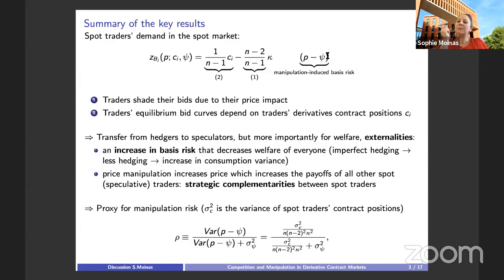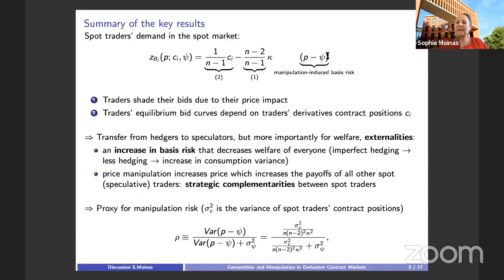So from this bid function, you can learn two different types of things. The first thing that you can infer is that you can compute the welfare of the different participants in the market. And what is going to be very important for welfare is not only the fact that because of speculation, there is a transfer from the hedger to the speculators, okay, that we know. If speculators or spot traders gain more, somebody has to lose. But what is really crucial in order to decide whether to intervene as a regulator in this market is whether there are externalities or not. And clearly here, what Anthony shows is that there are externalities.